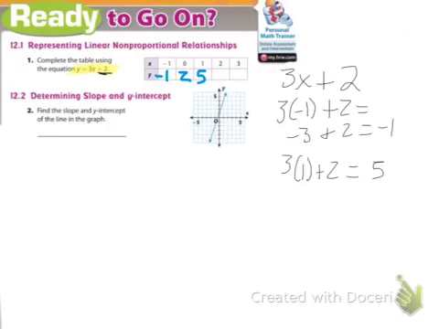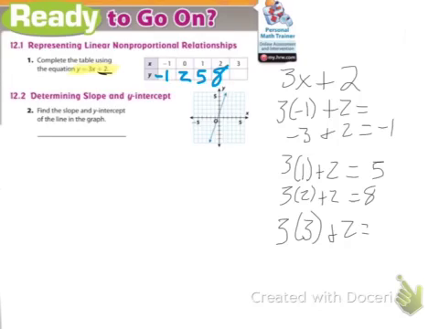What about when x is 2? Plug it in. 3 times 2 plus 2, that's 6 plus 2 gives us 8. So when x is 2, y is 8. And the last one, 3. 3 times 3 plus 2. 3 times 3 is 9, plus 2 gives us 11. So for that one, not too terribly difficult. Just plug it into the equation.